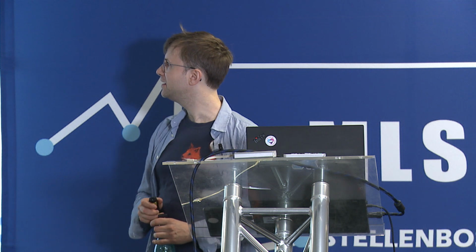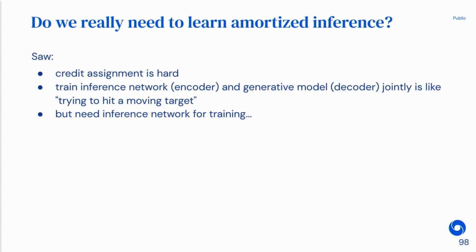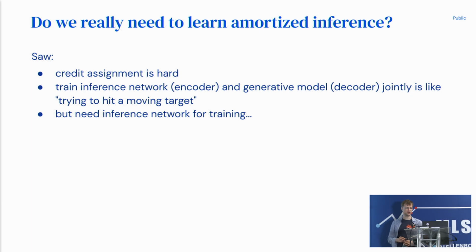Then let me just set the scene for my next lecture, which is asking the question, do we really need to learn amortized inference? There are all these problems with the encoder. Sometimes it collapses. You have to think about it carefully. Gradient computation is difficult. Do you actually need to do all of this? We saw credit assignment is hard. You have to try to hit a moving target. But we saw we need the inference network in order to train a VAE, or do we?